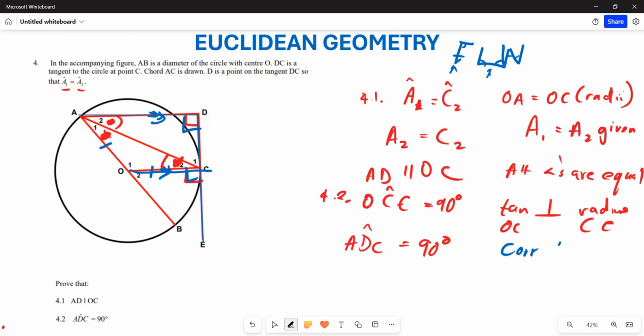This is because of corresponding angles. Why are they corresponding? Because AD is parallel to OC. And it is important that you mention the parallel lines as long as you are mentioning your corresponding angles. So basically, that's going to be that as far as this angle is concerned. Hopefully this makes sense to you, and thank you very much.